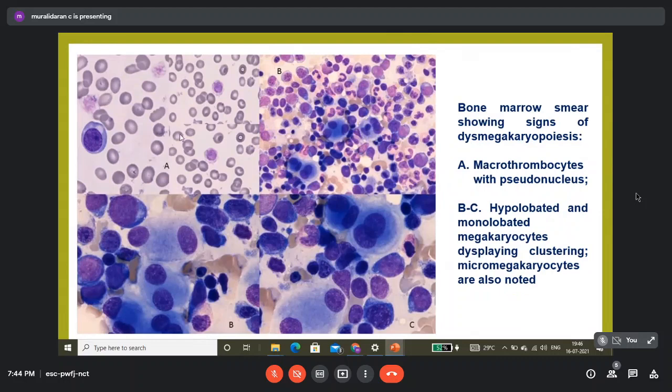So one patient had this type of dysmegakaryopoiesis. In the peripheral blood, we can see some macrothrombocytes, large platelets with pseudonucleus-type morphology. In the bone marrow, we can see clustering of megakaryocytes, many of which show eccentrically placed nuclei, and it is typical of the disease entity 5q deletion.